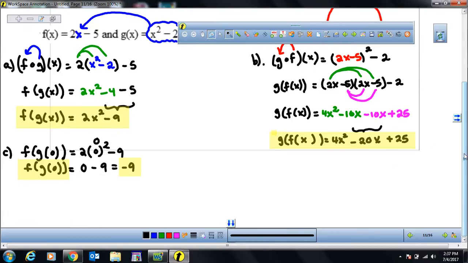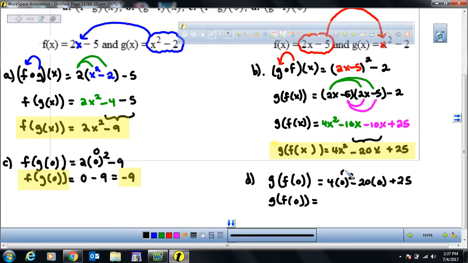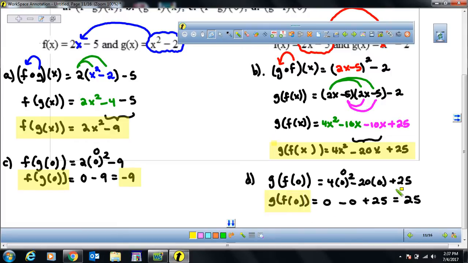Likewise, letter D is asking you to do g of f of 0. But we already know what g of f is, so we already found it up here. To find g of f of 0, we can replace every x in this function with a 0. That's going to give us 0 squared, which is 0, times 4 is still 0. Negative 20 times 0 is 0, plus 25 gives us 25 as an answer. So g of f of 0 is equal to 25.